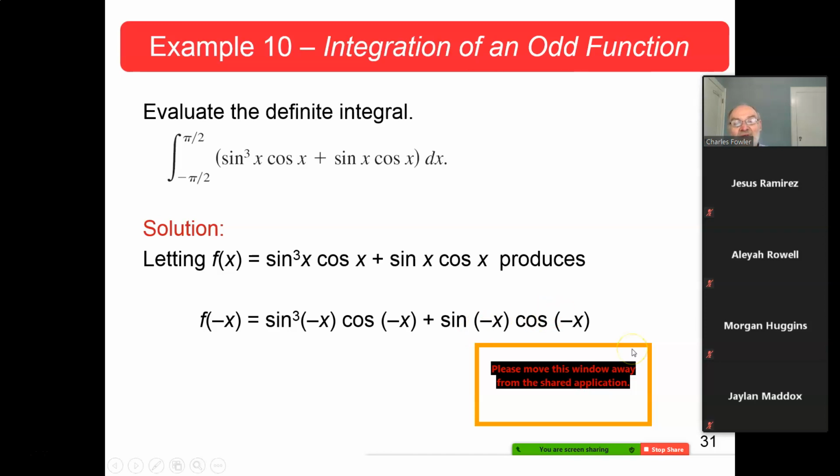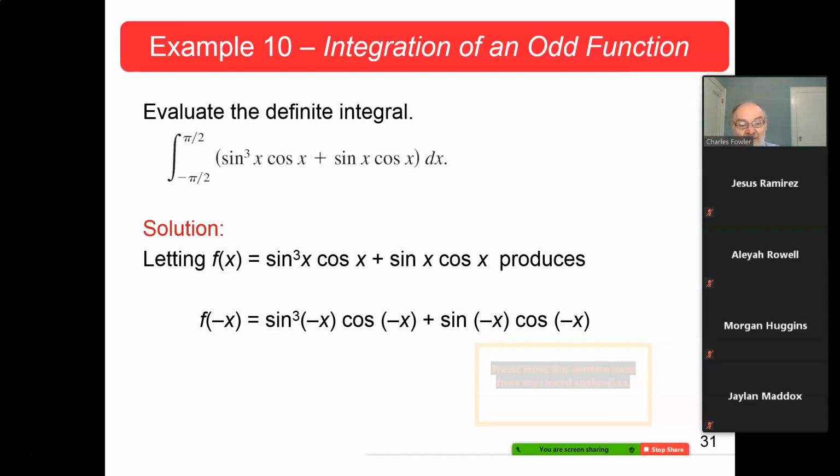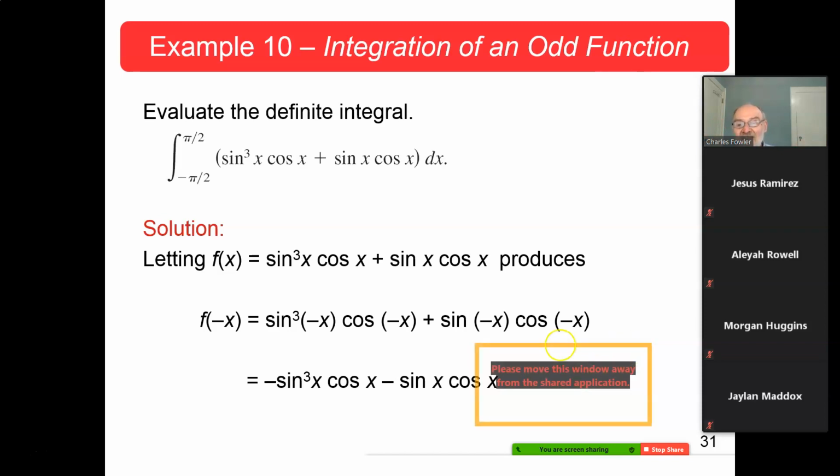And cosine of negative x is going to be the same as cosine x. So that's going to be an even function. It is an even function. So that's going to be the negative of that. So this f is an odd function. It's minus sine cubed x cosine x minus sine x cosine x, which is exactly the opposite of what your f of x is. F of minus x is exactly the opposite of f of x.